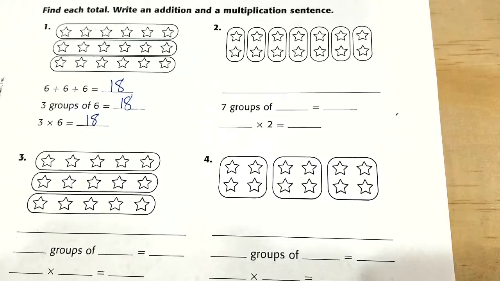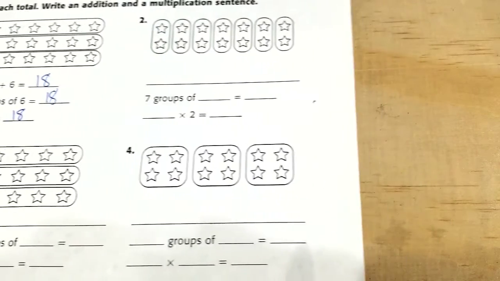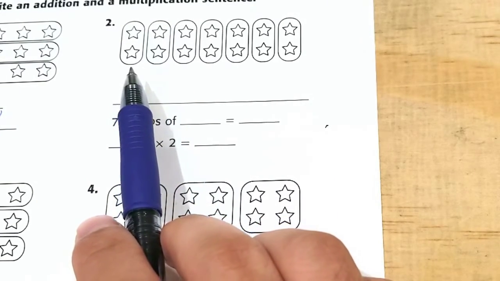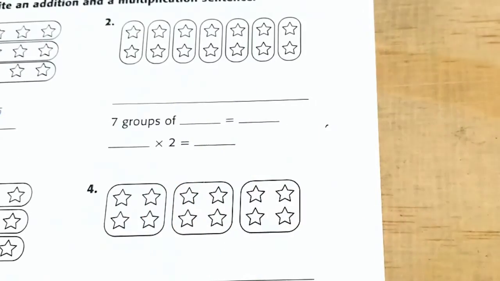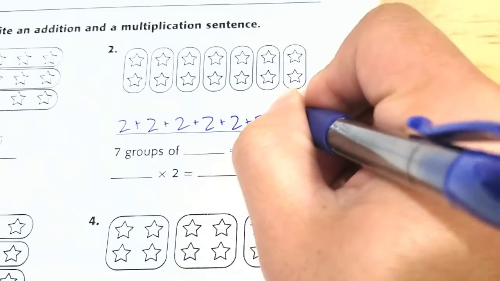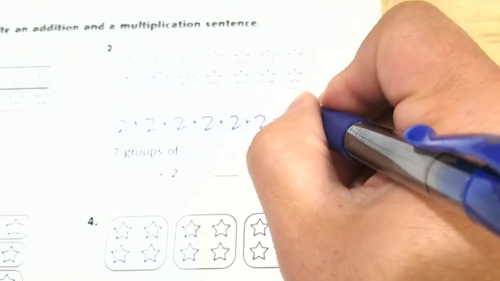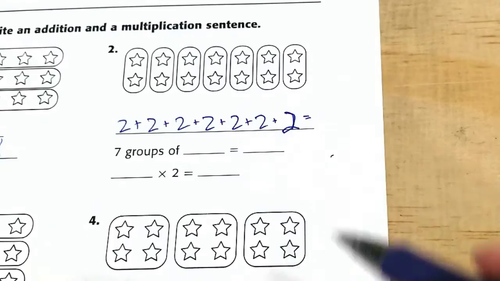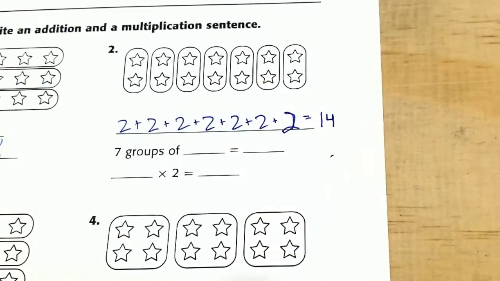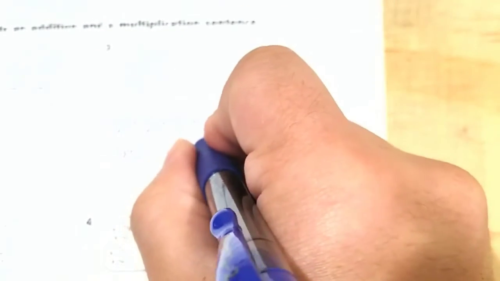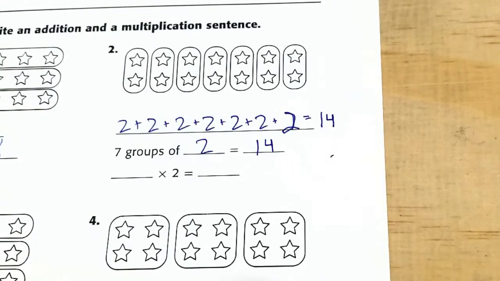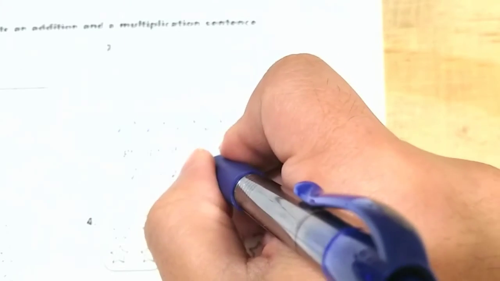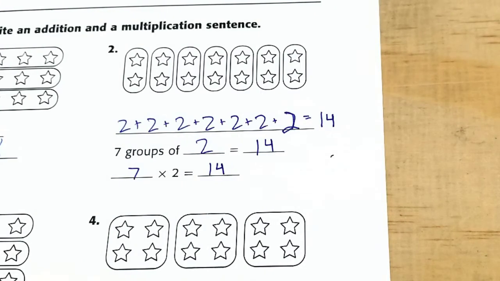All right, how did you do? Let's go over number 2, 3, and 4 together. Number 2. So here we have how many groups? 1, 2, 3, 4, 5, 6, 7 groups. And each one is 2s. Okay, so 7 groups of 2. 1, 2, 3, 4, 5, 6, 7, 8, 9, 10, 11, 12, 13, 14. So 14 stars total. We have 7 groups, and each group has 2 stars. That comes out to be 14 stars total. Or we can write it as 7 times 2, which is 14. So how'd you do? Did you get that answer?